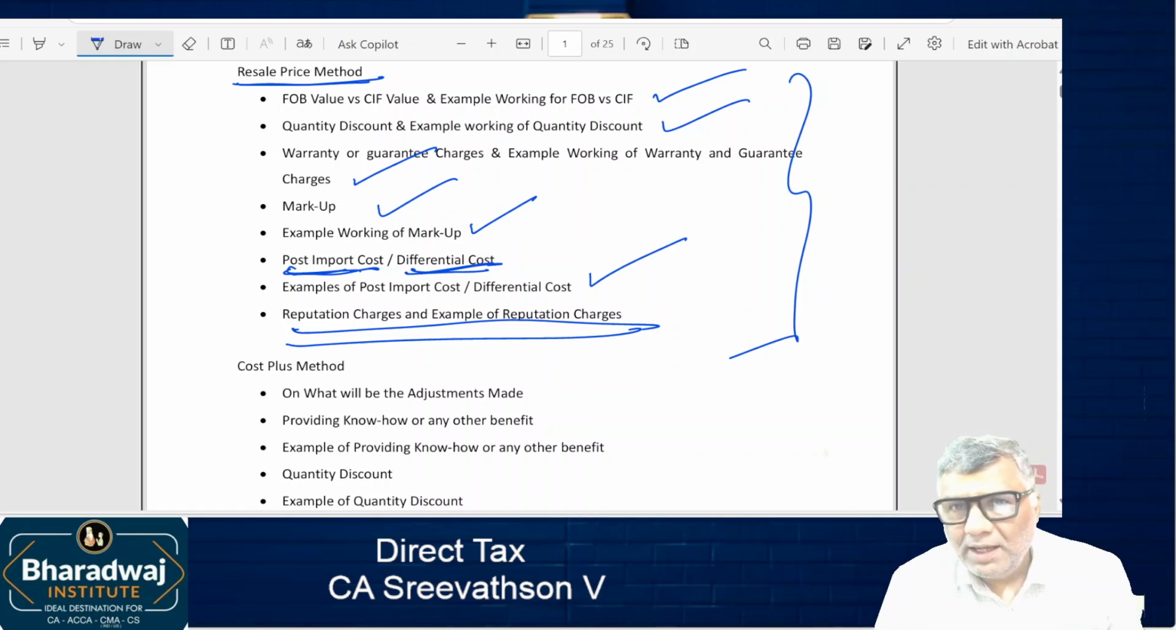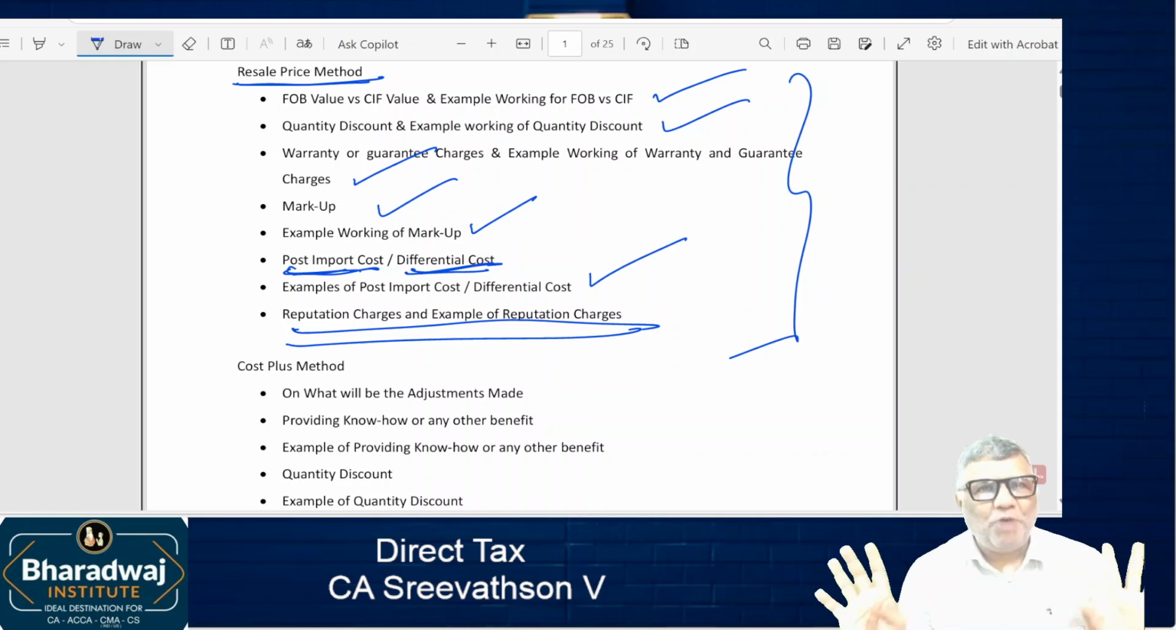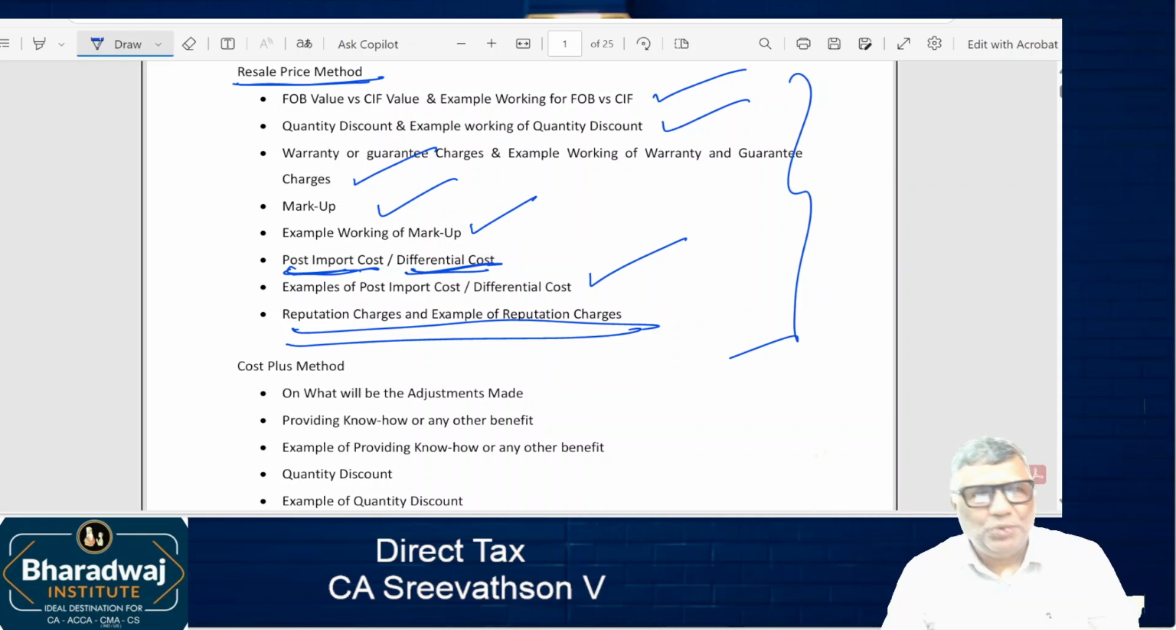Pakka clear, friends? Okay. Any other adjustment suddenly comes also. For a minute, keep down the pen. Just to do a rough calculation, you will know what to do. Import price should not be more. That is the logic in which you have to work.